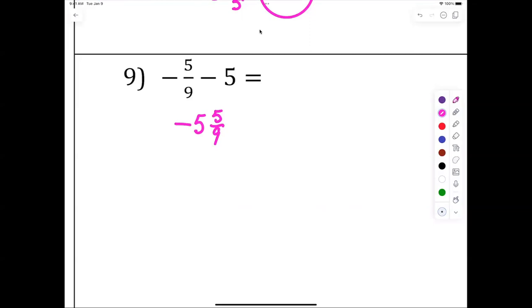Now, how in the world did we do that? We did that because this is negative and this is negative. Since they're both negative, what do we do to the numbers? We add them together. So you have -5 and -5/9. Together you have -5 and 5/9. Is everybody good with that? Tell me.